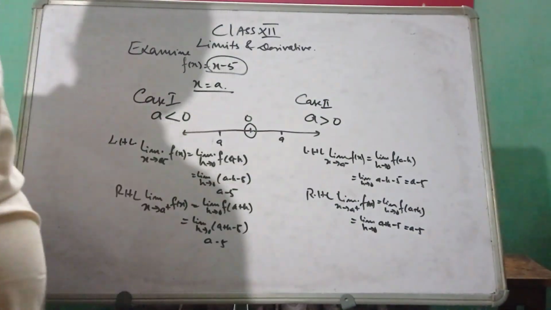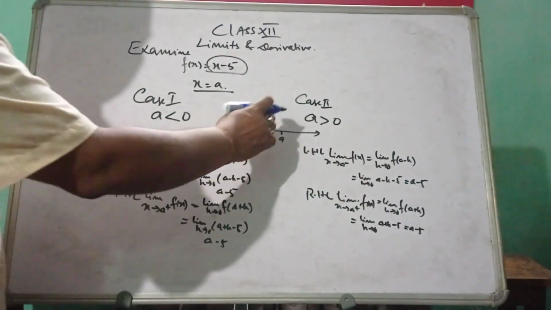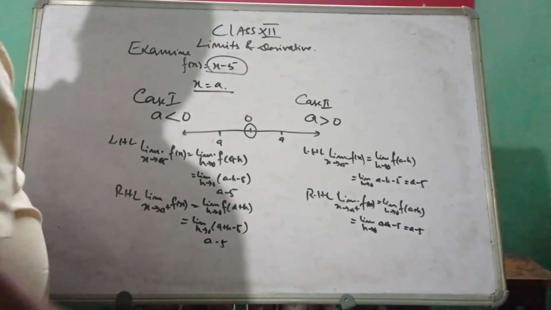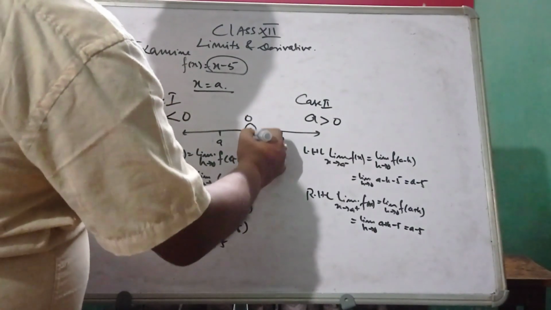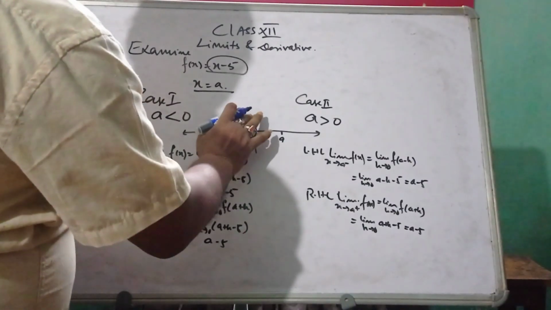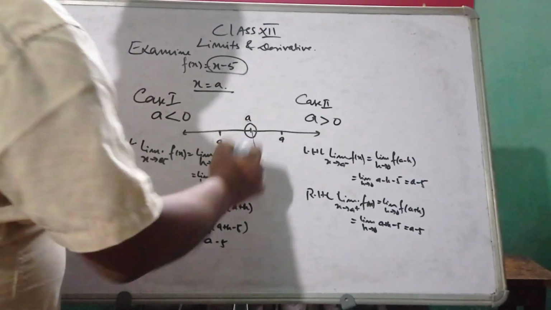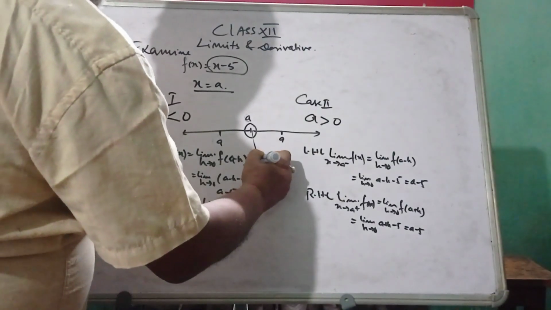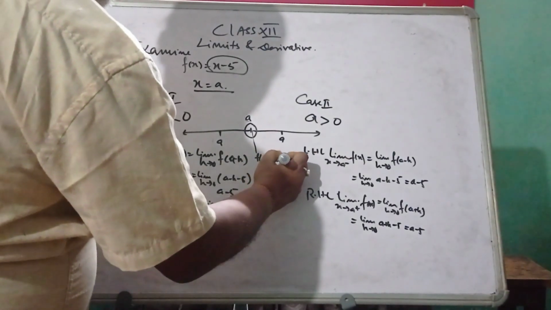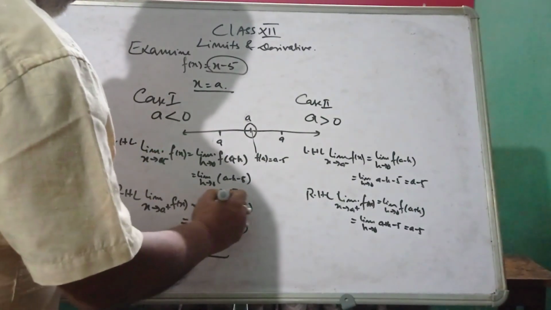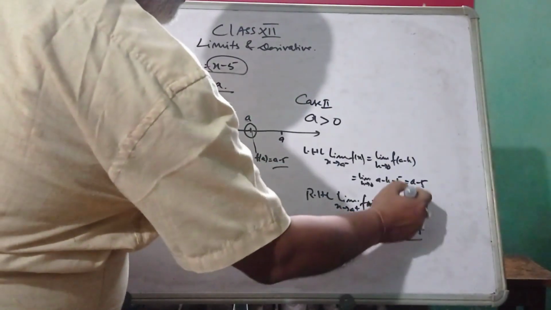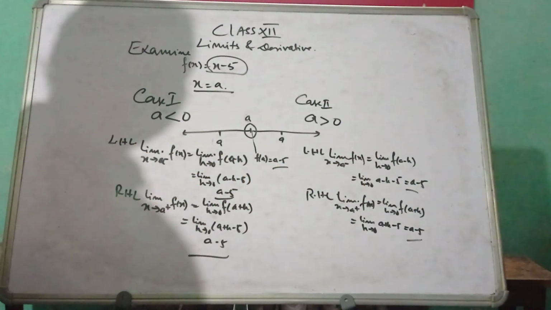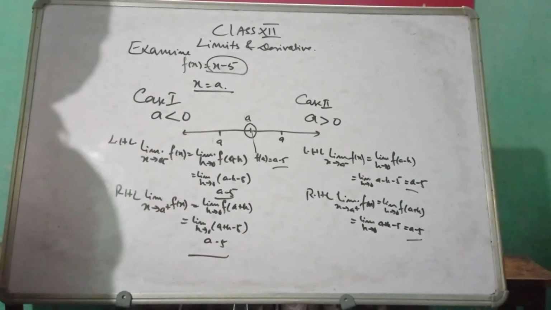You have to just show that you are taking the value of a which is greater than 0, and here you are taking the value of a which is less than 0. And at x is equal to a, this is the point where x is equal to a. Where x is equal to a, this is a minus 5. So here you see all these results are the same. So it will be continuous at x is equal to a. This is a natural case because it is one function.